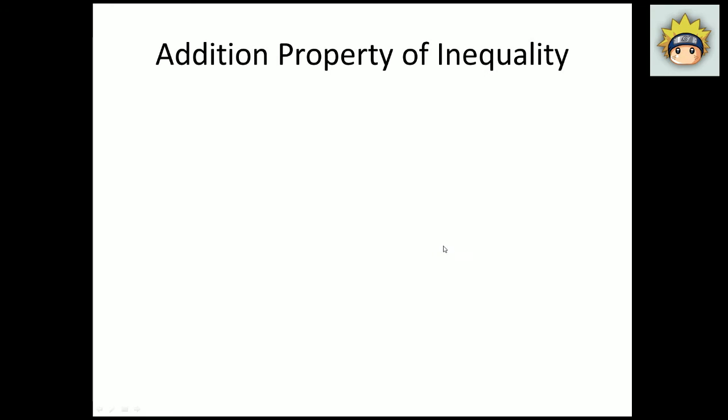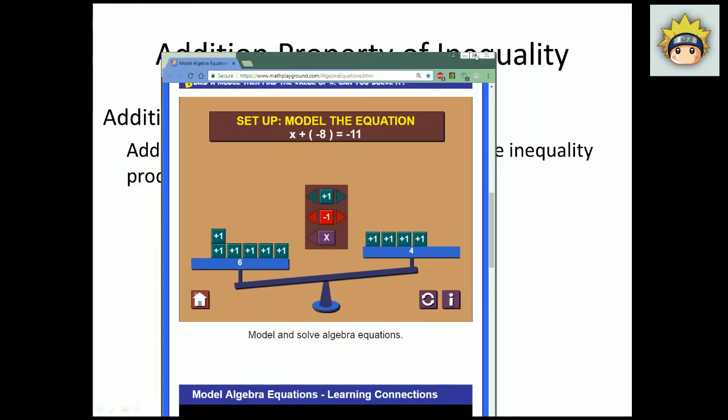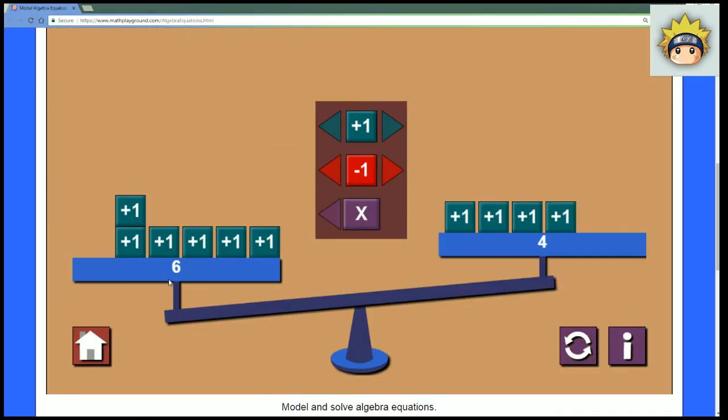Let's look at the addition property of inequality. It says that if I add the same number to each side of the inequality, it produces an equivalent inequality. Alright, let's see how that works. This is my example from before. 6 is greater than 4.